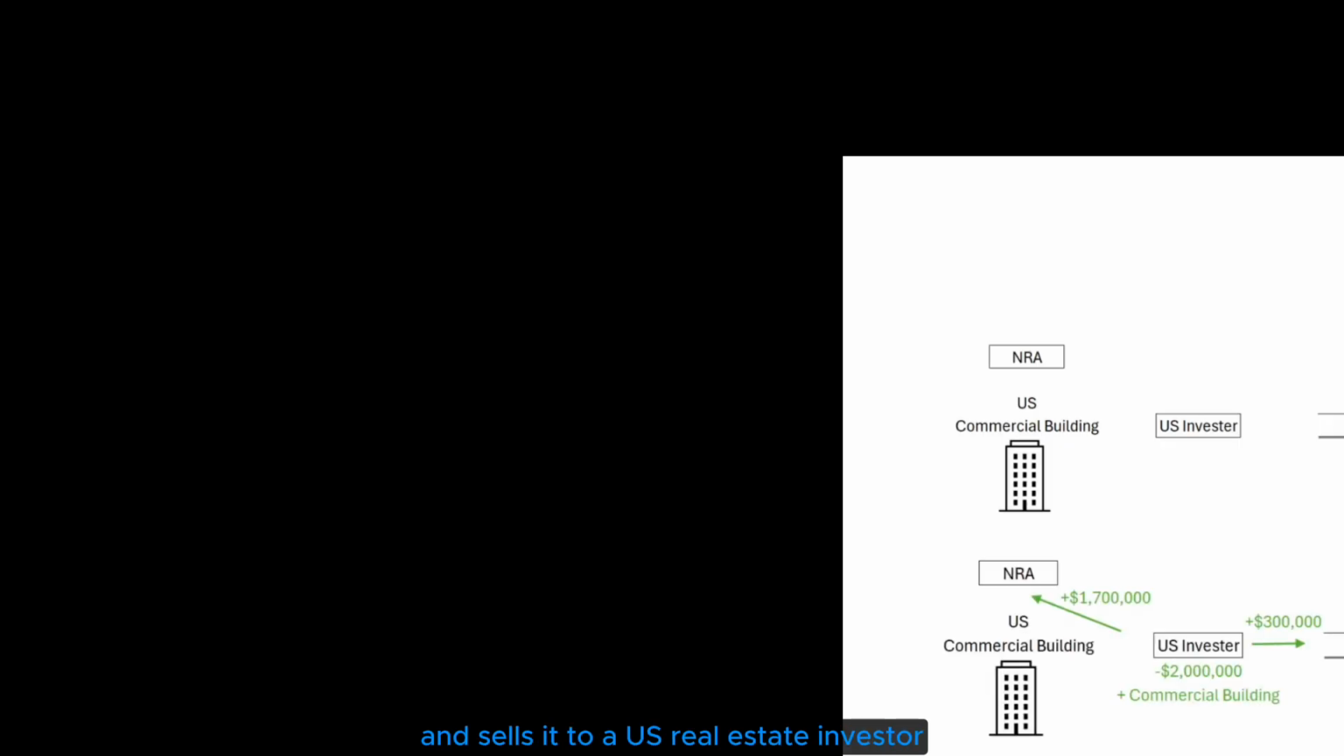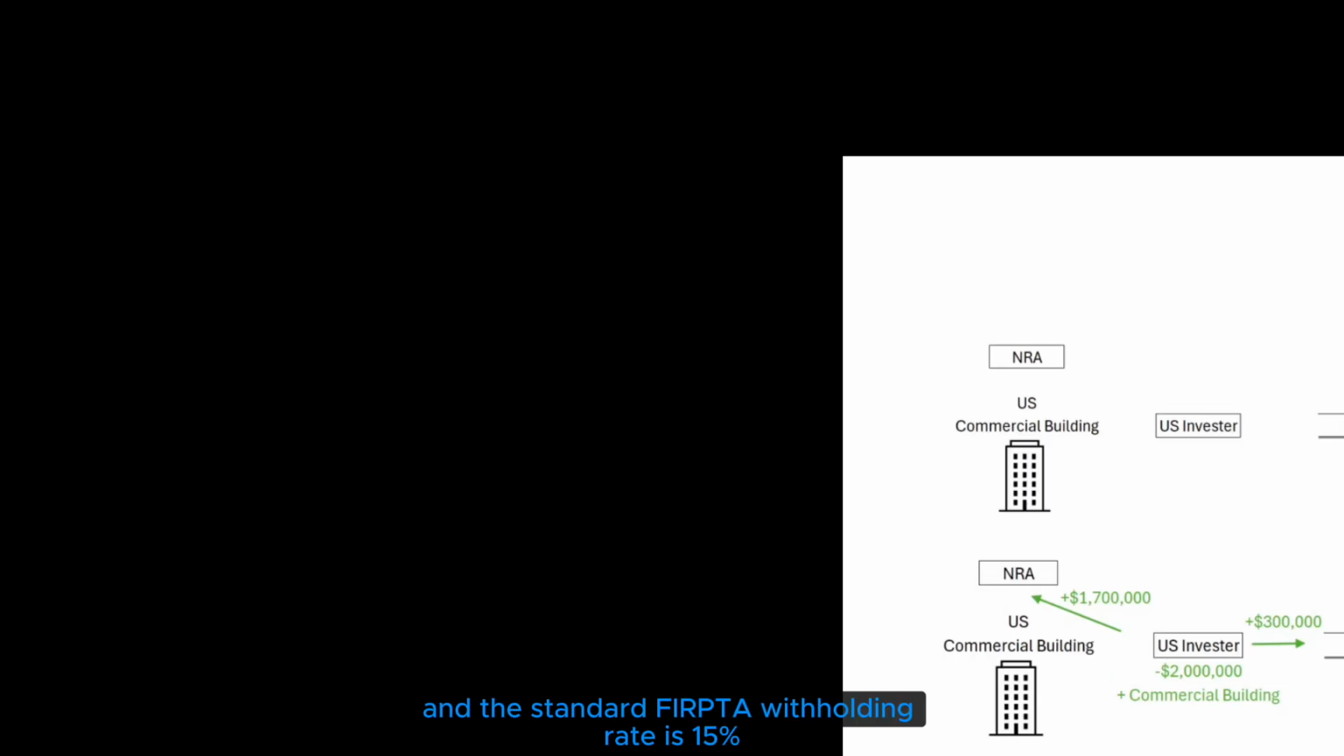Let's walk through a simple example. A non-resident alien owns a commercial building in the U.S. and sells it to a U.S. real estate investor for $2 million. The amount realized, or the sale price, is $2 million. And the standard FIRPTA withholding rate is 15%. That means the buyer must withhold $300,000 and remit it to the IRS. Now let's look at a more complex example.